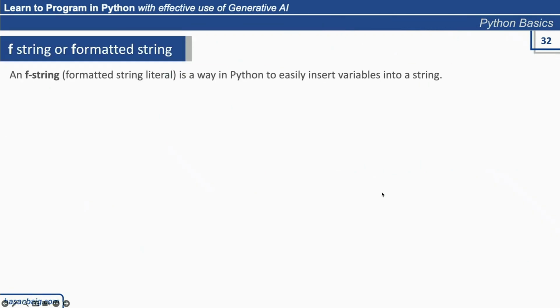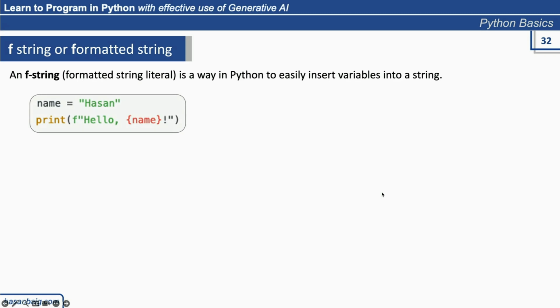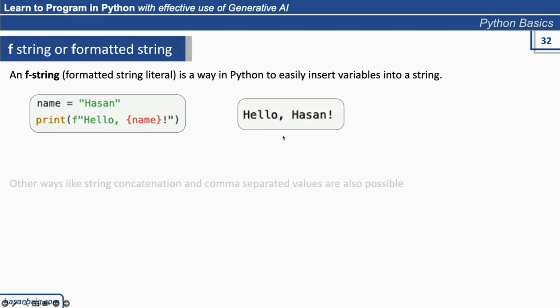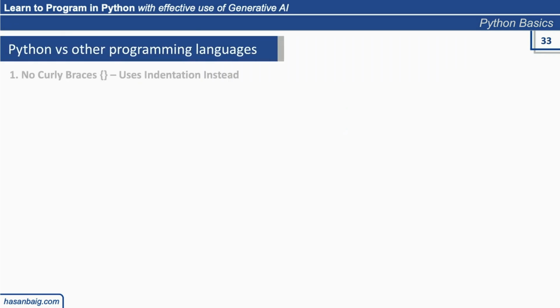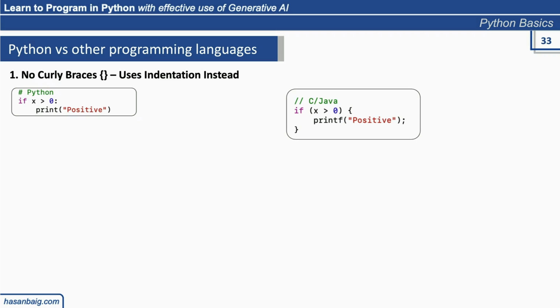Proceed ahead. The f-string, or formatted string literal, is a way in Python to easily insert a variable into a string. You can see name, a value is assigned to it, and I can use the variable name within a string with the help of this f formatted string, and it would print a message like this. Other ways, like string concatenation and comma separated values, which you have already seen, are also possible ways of doing this. Okay, so let's move on and see how Python is different than other programming languages.